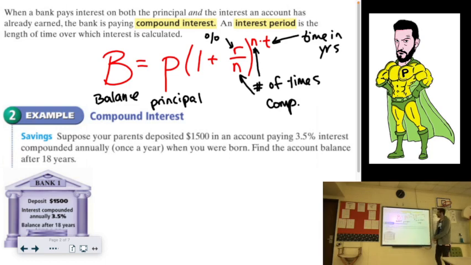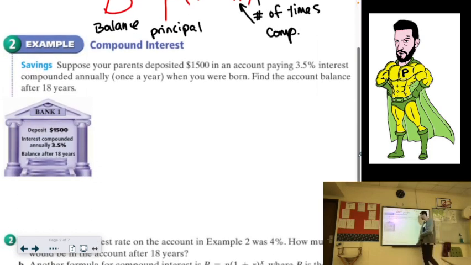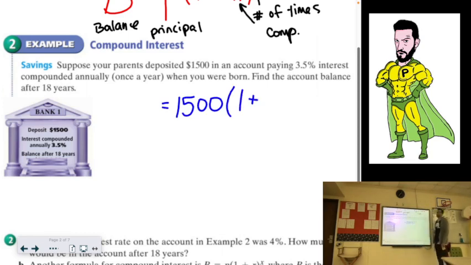Suppose your parents deposited $1,500 in an account, paying 3.5% interest compounded annually, once per year, when you were born. Find the account balance after 18 years. That was nice of them. Just throwing down 1,500 bills for us. So the starting amount, principal, is 1,500. 1 plus, the rate is 3.5%. In decimal form, that's 0.035.